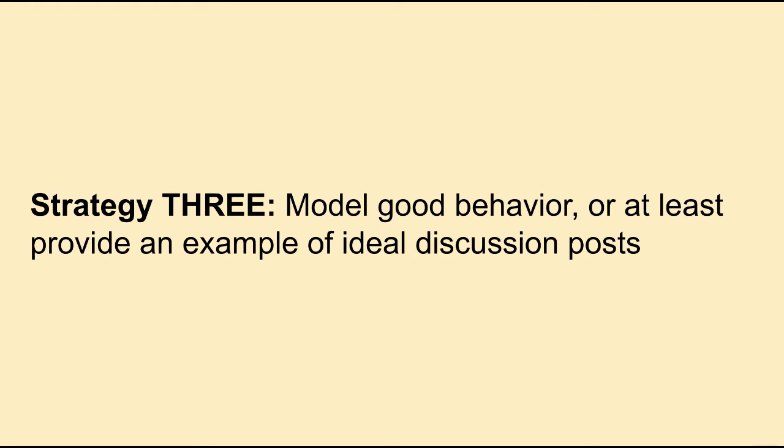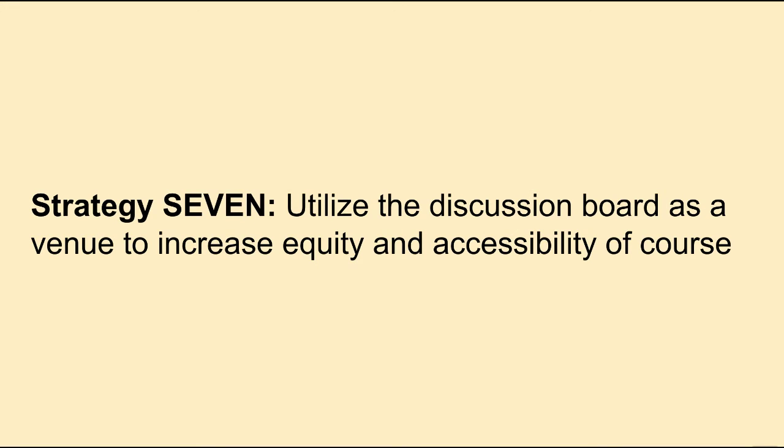I'm going to jump to strategy 7. Strategy 7, utilize the discussion board as a venue to increase equity and accessibility of your course. Right? That's a really pertinent topic for today. Right? An asynchronous discussion has an entirely different dynamic than a synchronous discussion, and it's important to reflect on that. It allows your students to have time to think before they contribute to the class.